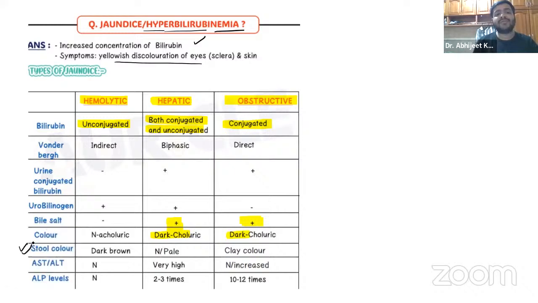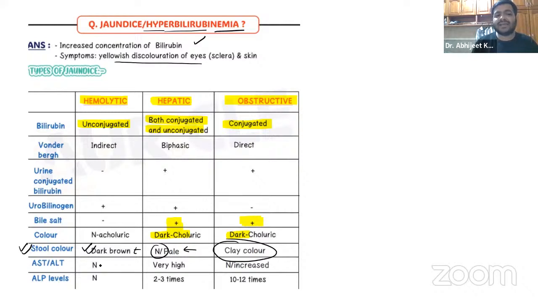Apart from that, what will be the stool color? What will be the stool color, right? The feces in hemolytic will be a dark brownish pigment, right? So the dark brownish pigment in cases of hemolytic jaundice. In cases of liver jaundice, the hepatic jaundice, the stool color is normal, or it will be slightly lighter, a pale color, and in obstructive jaundice, it is clay-colored stool, right?